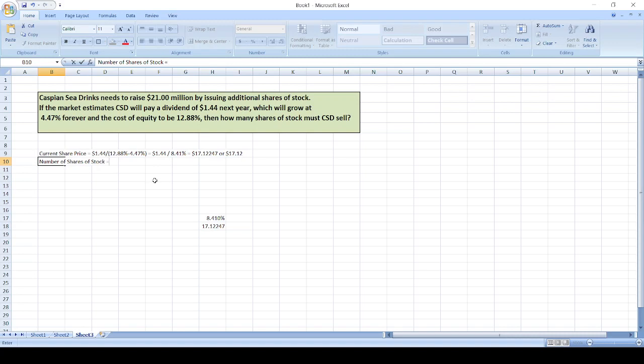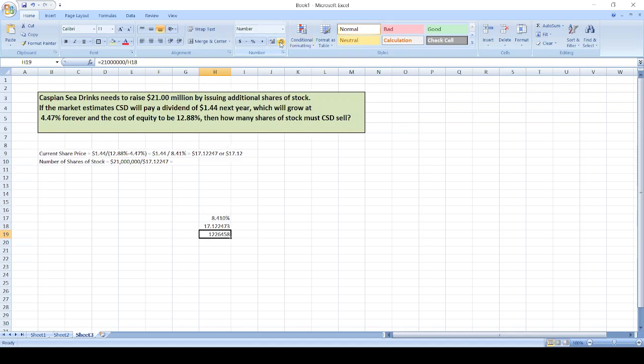CST must issue. So the funds needed to raise is $21 million divided by the per share price, 17.12247. So it is equal to 21 million divided by the per share price. So the number of shares is 1226458.